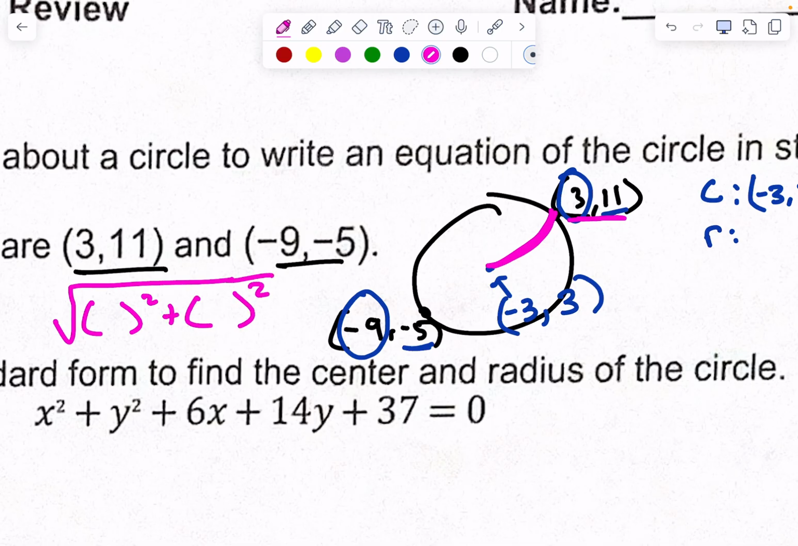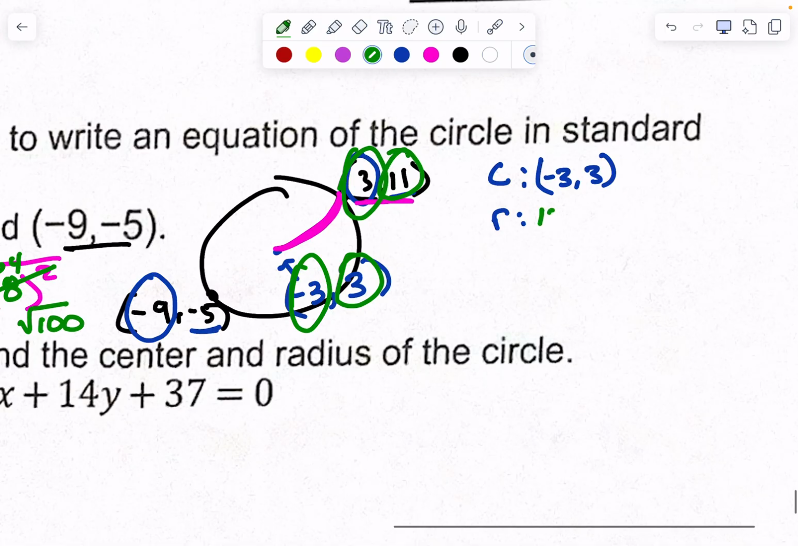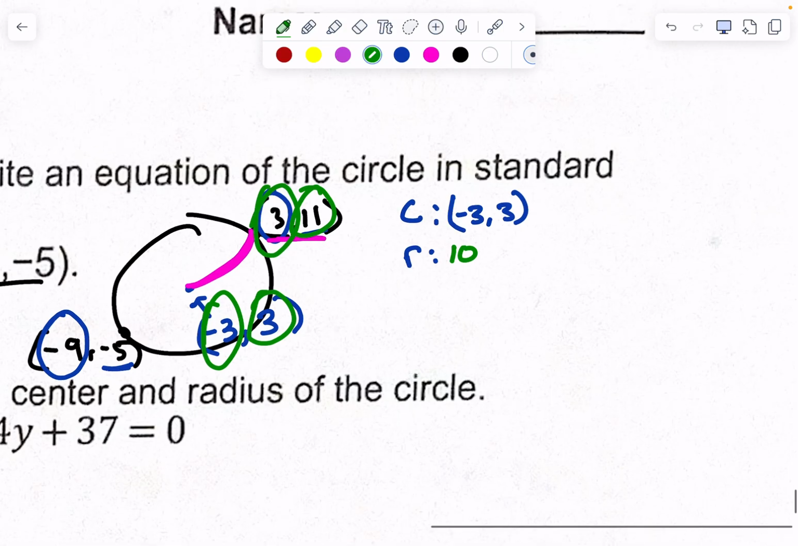Okay. How far apart are -3 and 3? 6. How far apart are 3 and 11? 8. 6 squared is 36. 8 squared is 64. That's the square root of 100, which is 10. The radius is 10. Okay, now we have to write the equation. Are we doing okay so far? Yes. Okay, radius.